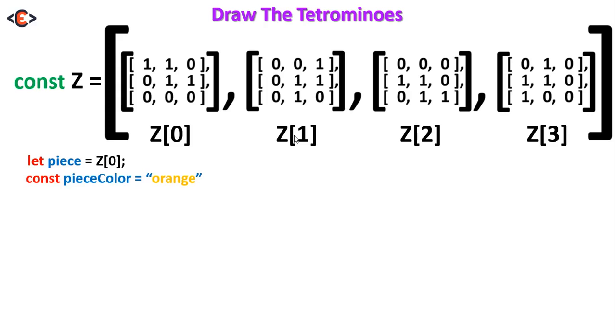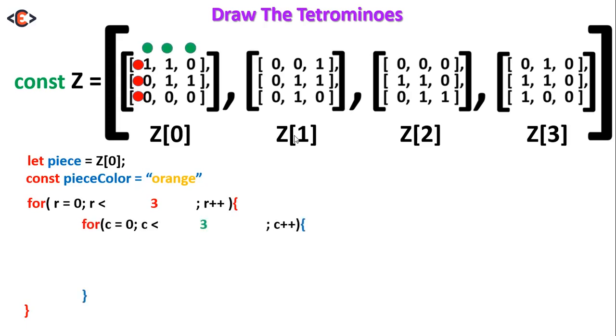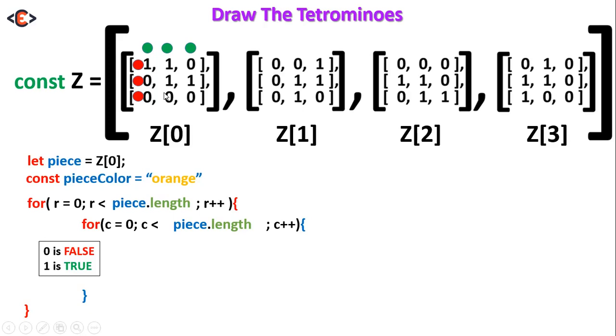Now, every pattern here has 3 rows, so we need a for loop that starts from 0 and stops on 2. Then we have 3 columns. We need another for loop to loop over the column, or we just have to say piece.length. This will return 3 for both the for loops. You already know that 0 is false and 1 is true. The idea here is that we need to only draw the occupied squares. There is no need to draw the vacant ones. So we will use an if statement. So if piece RC is 1 is true, then we draw the square.